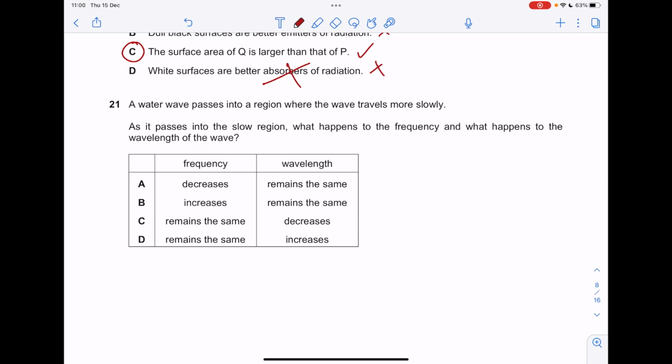A water wave passes into a region where the waves travel more slowly. As it passes into the slow region, what happens to the frequency and what happens to the wavelength of the wave? So this is our wave equation. Wave speed equals frequency times wavelength. Now, we can't do anything about how many waves there are, so the frequency, there's no change there. But if they're getting slower, that must mean, therefore, that this value here is decreasing. For V to be slower, this value must have decreased. So that's just maths. So we've got no change and the wavelength decreases. The answer is C.